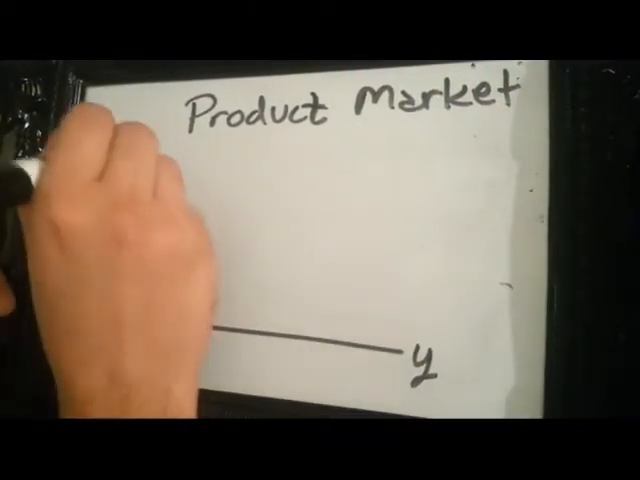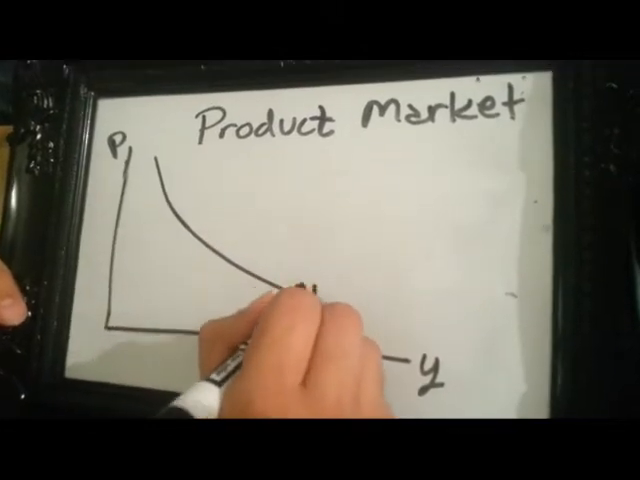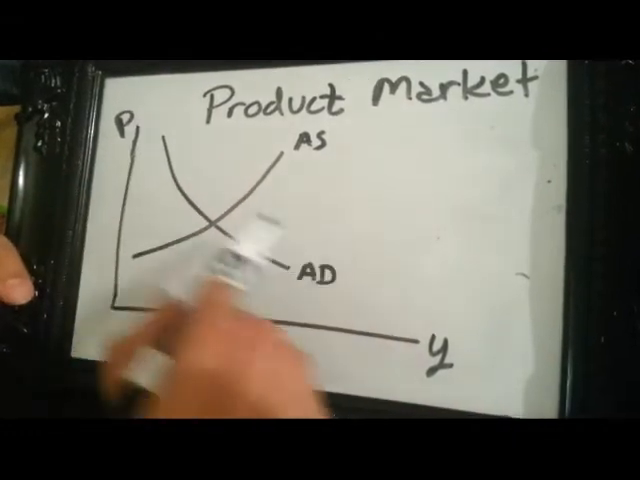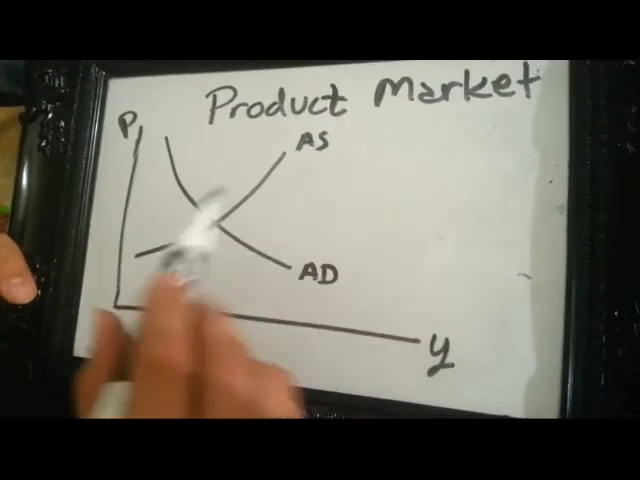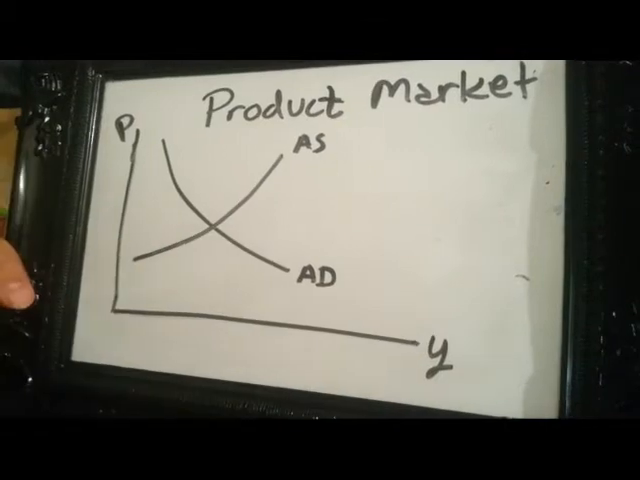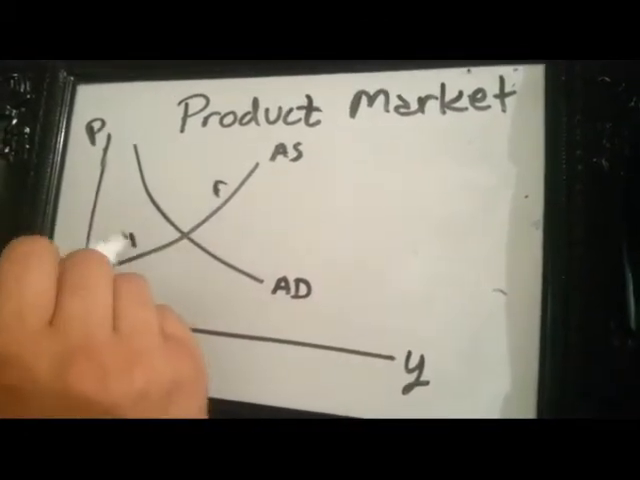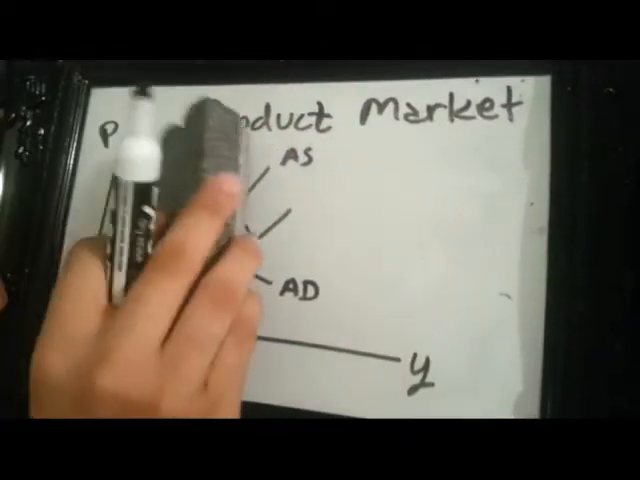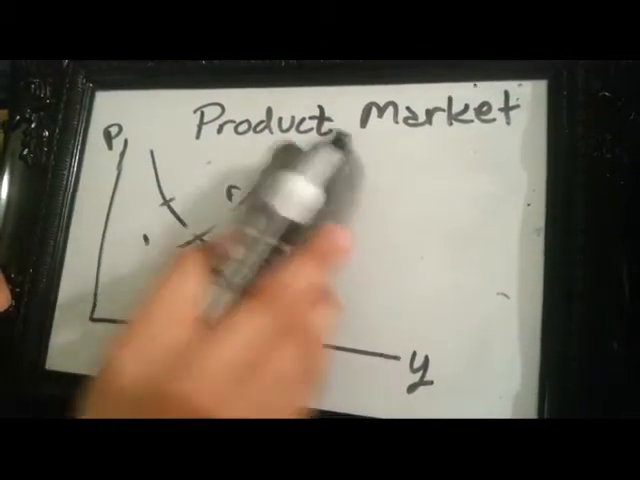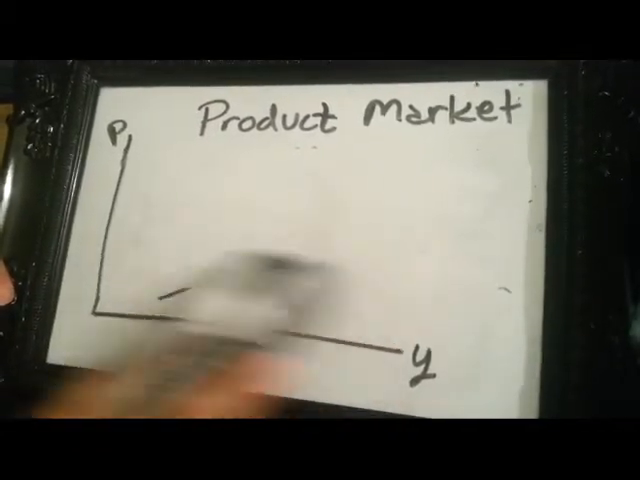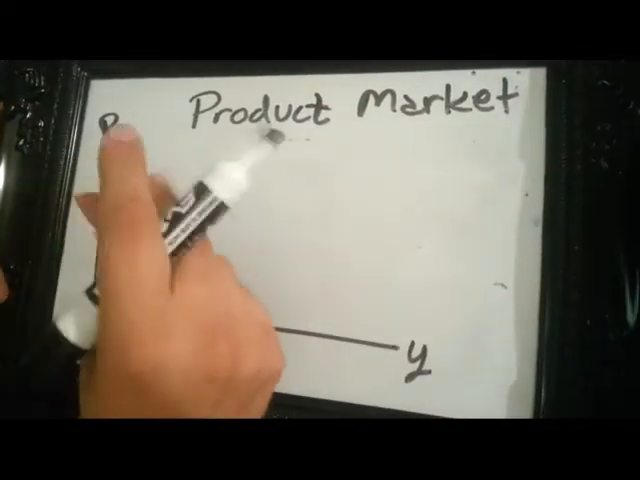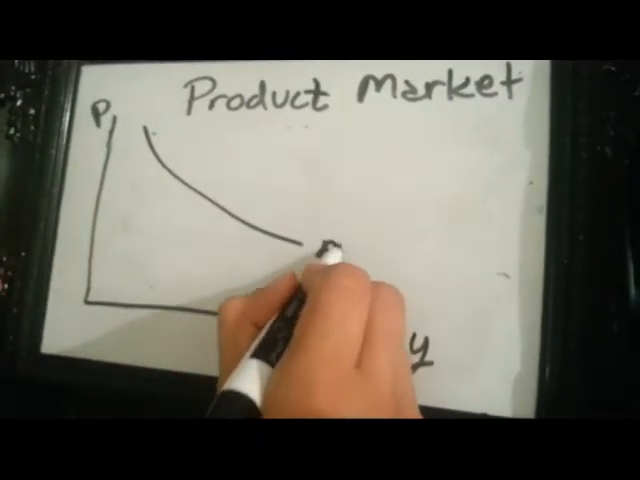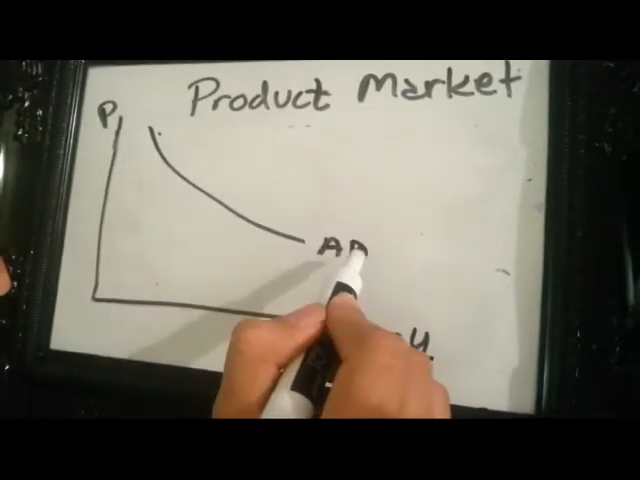We have our product market, and this we already know as our neoclassical model, which is the intersection of both aggregate demand and aggregate supply. And we know that either one of these curves can shift in or out. However, in relation to the money market, we are primarily concerned with the movement of aggregate demand.